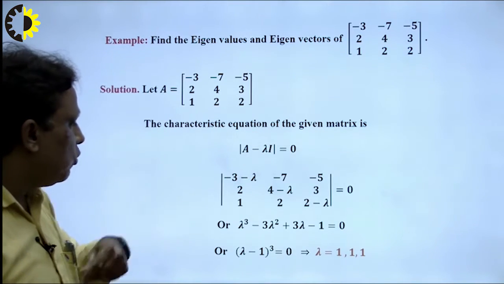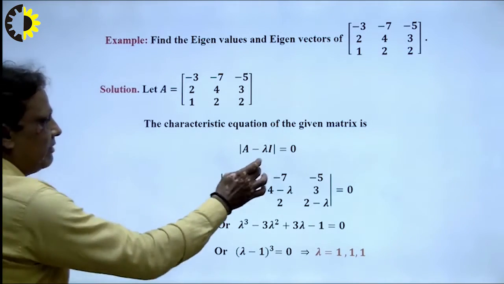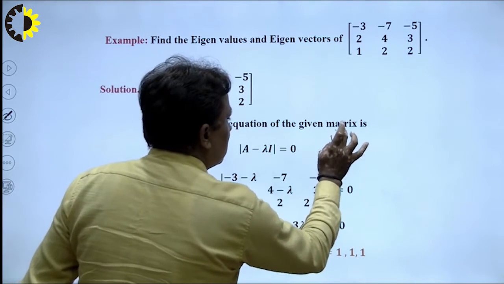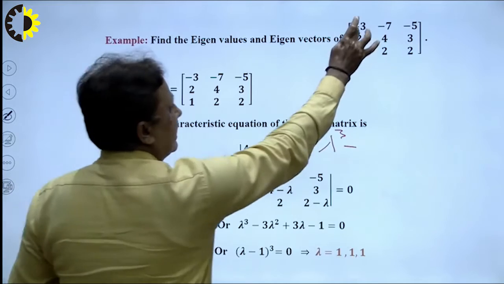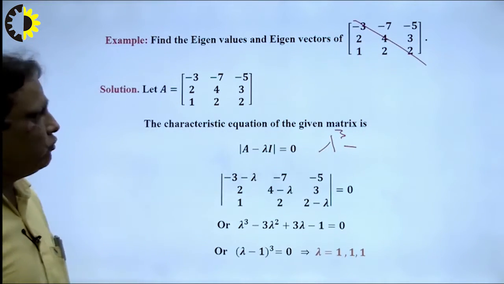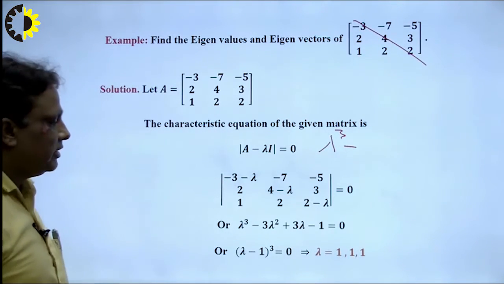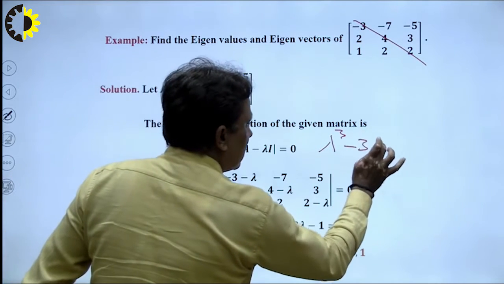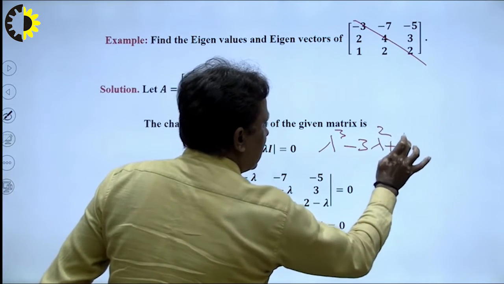Now the question is how to obtain the characteristic equation. I write lambda cubed minus the trace. What will be the trace? 4 plus 2 plus minus 3 is 3. So I write here 3 lambda squared, plus lambda.